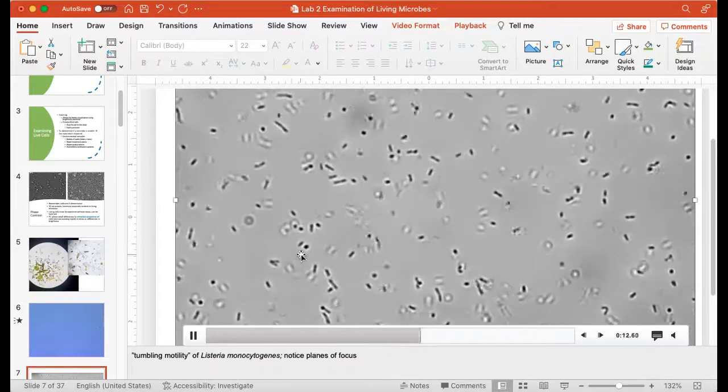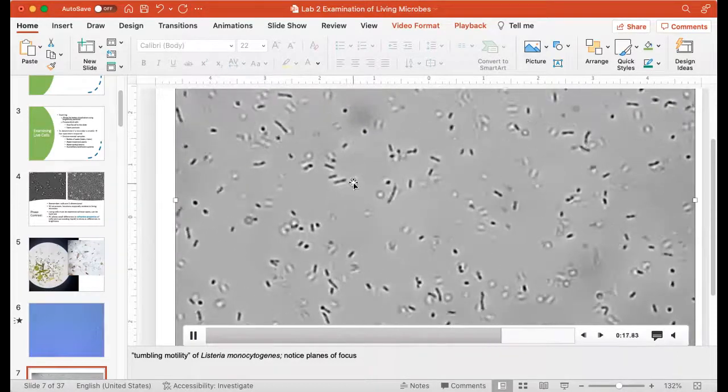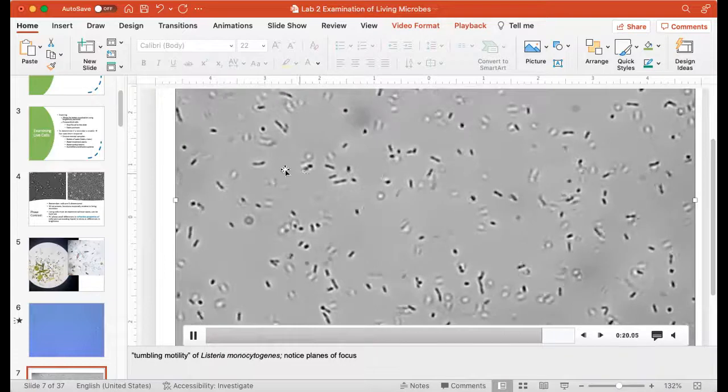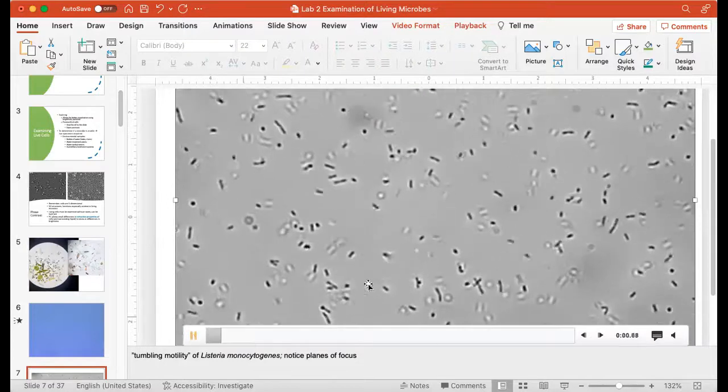Now, again, notice the different planes of focus. Some of the cells are clearly visible. Those are the black ones. Some of them are not in focus. Those are the white ones. See those? Those are at a different plane of focus. If I were to adjust the fine focus knob on my microscope, I could bring these white cells into focus and they would look black. All right, let's look again.